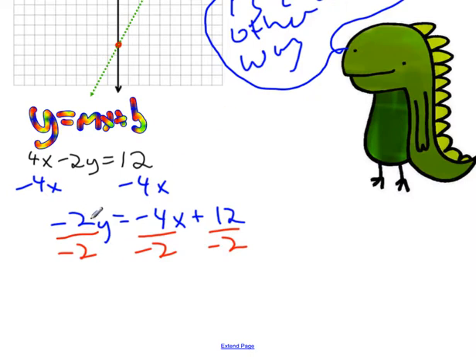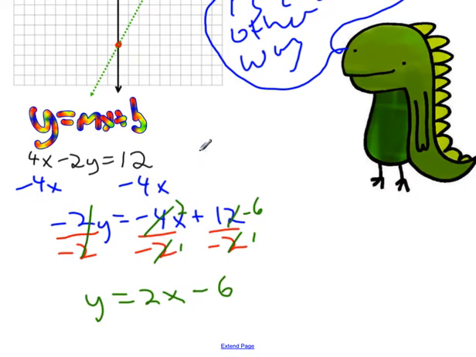Okay, so the negative 2's will cancel right here. They will reduce to 1, so we'll be left with y equals, and then negative 4 over negative 2 will reduce to 2 over 1. So we'll have 2x, and that will be plus 12 over negative 2, which reduces to negative 6 over 1, because it's a negative 2. So we'll have y equals 2x minus 6. And look at that. That is in the form of y equals mx plus b.